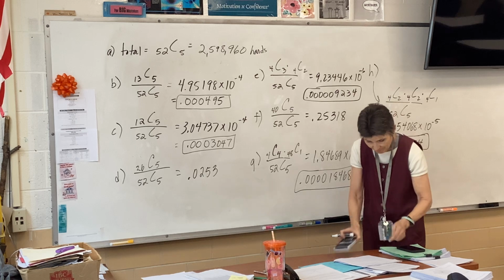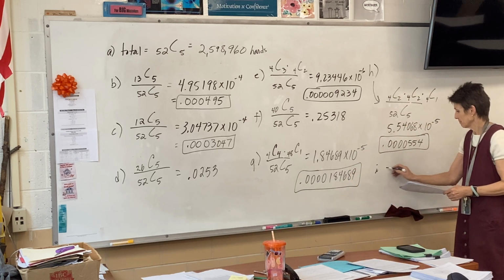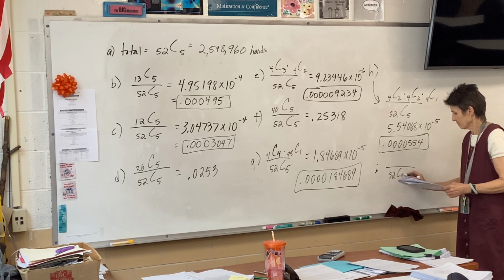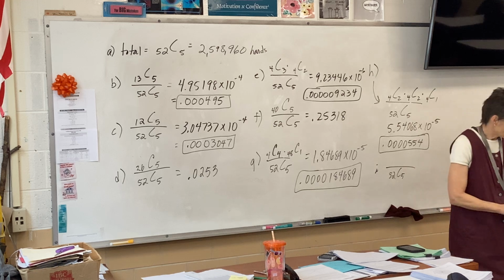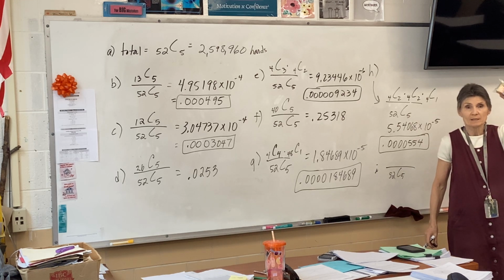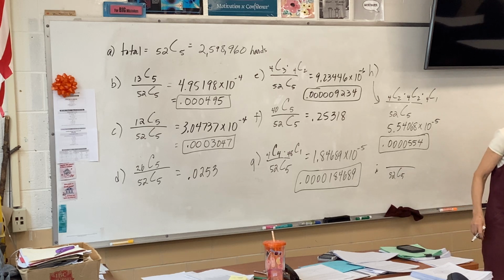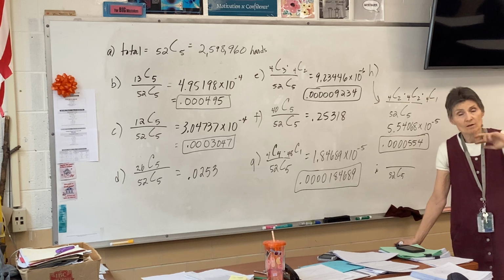Last one. I want a 5-card hand. No aces, no queens, no fives. So here's my deck of cards. There's 52 of them. I'm going to take out all the aces, all the queens, and all the fives.